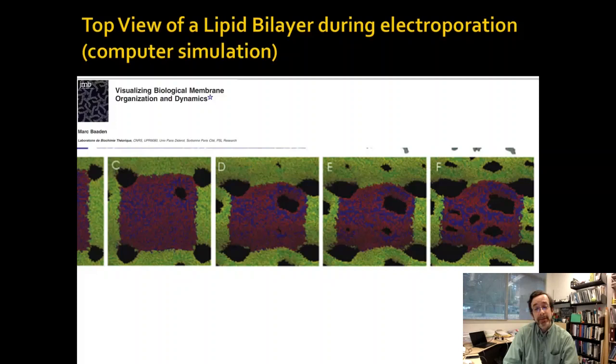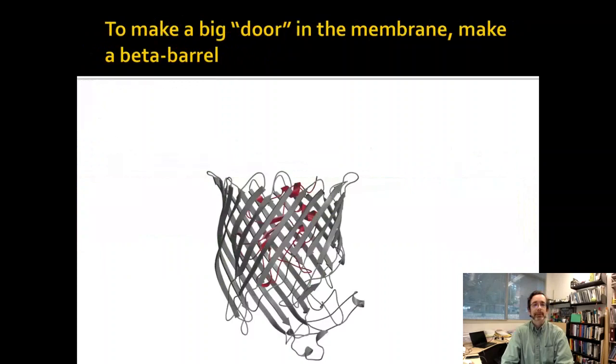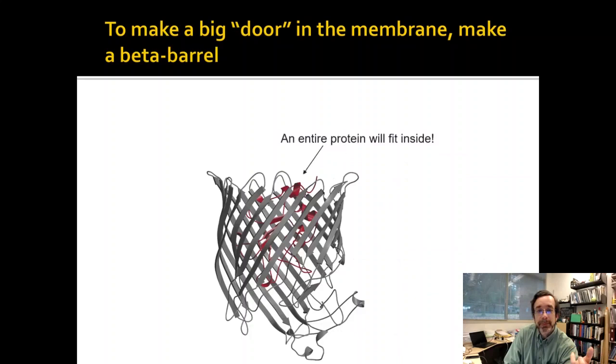So it's really cool to actually see, oh yeah, we are literally perforating the membrane with electric charge, which allows us to pass things like plasmids into the cell. So if electric shock can form holes, you can have a protein that makes a hole. For example, here's a beta barrel. It's a big hole in the membrane. And the inside of this beta barrel can be hydrophilic, and it can even hold an entire small protein. This is such a big membrane protein, an entire other protein will fit inside. So we've got proteins inside our proteins, okay? It's kind of meta.